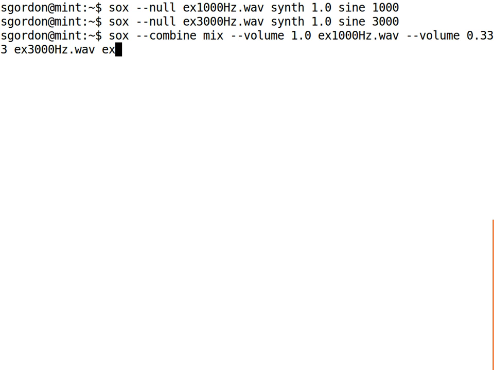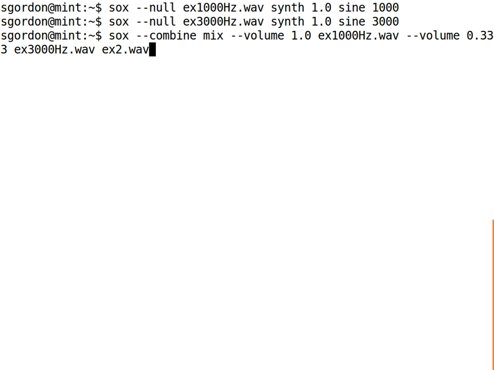And produce some output file. It's just going to add those two input files together, but the volume specifies, okay, set the magnitude of the first one at 1 and set the magnitude of the second file at 1/3, and then add them together, which is this equation, and produce the result in the example with two components.